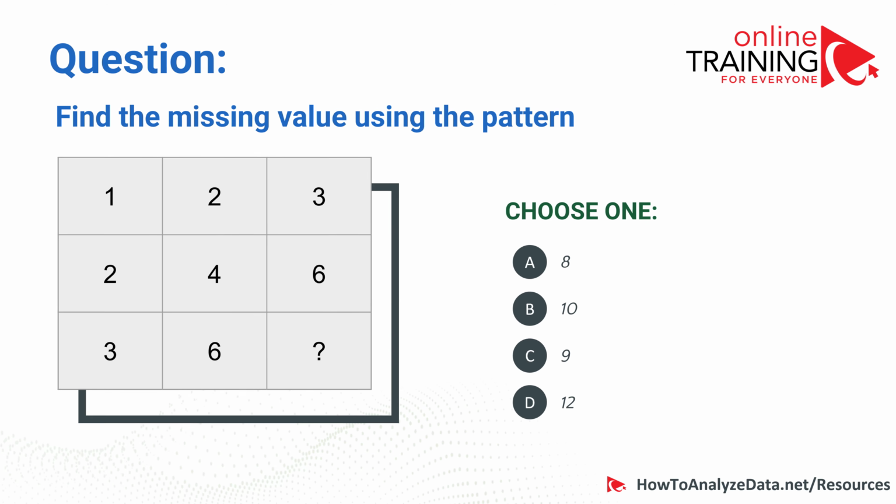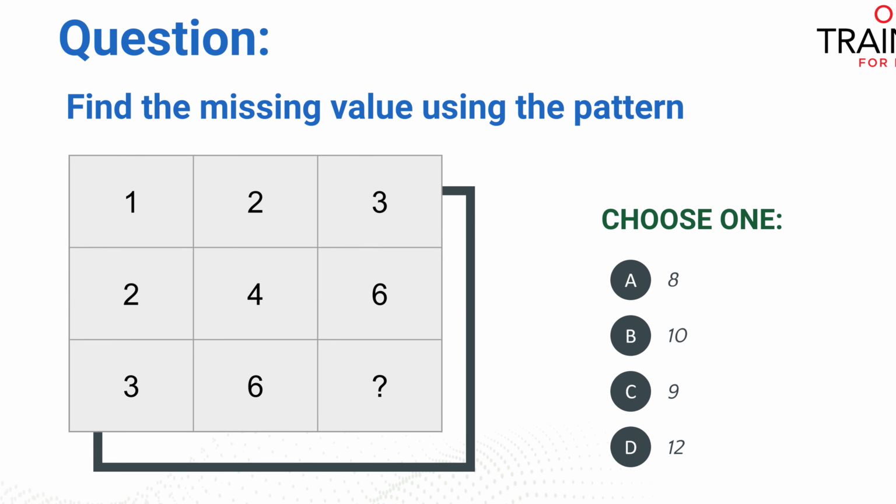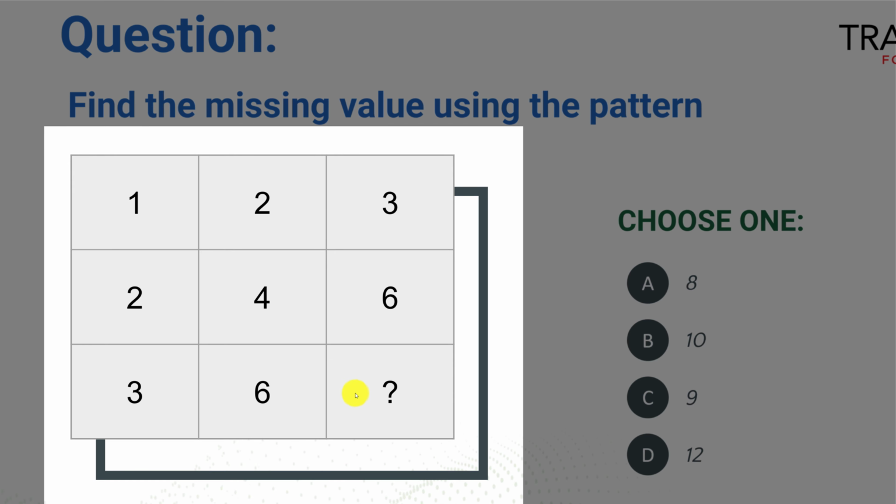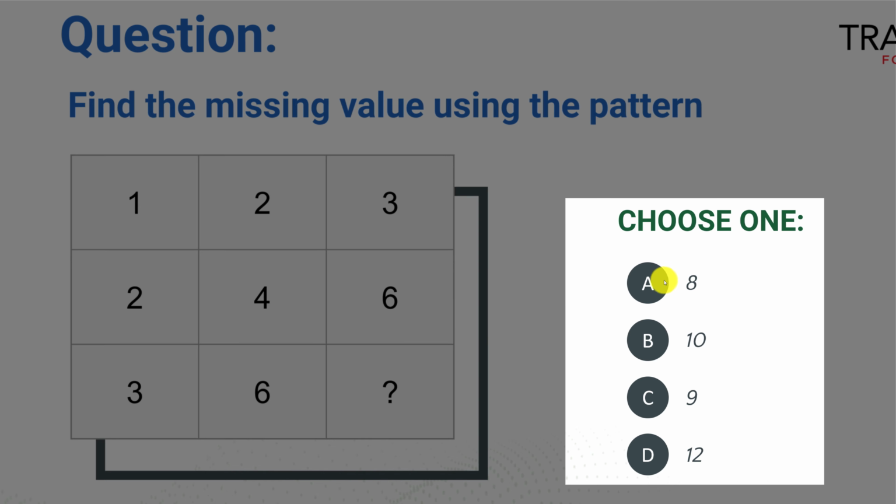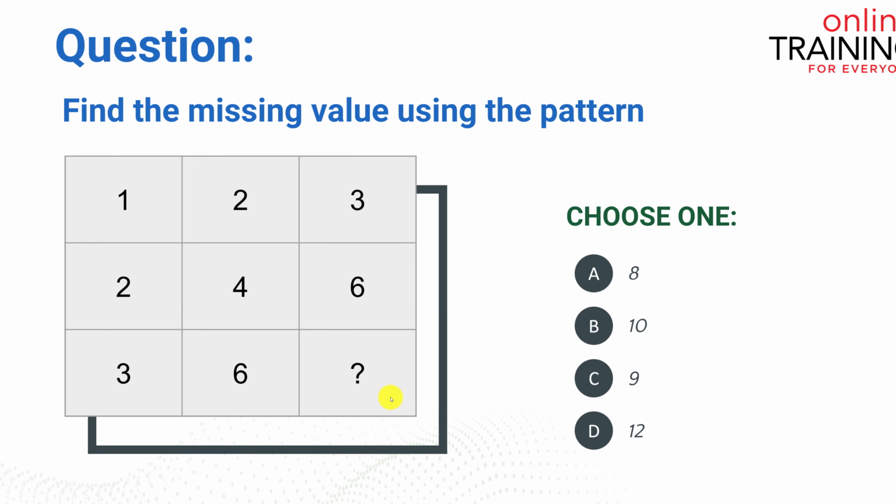Now let's look at the question. Find the missing value using the pattern. You see the 3x3 box, and one of the values in this box is missing. So what is the pattern? And there are 4 choices. We have A, B, C, and D, right? And obviously you would have to find the pattern and calculate the value. So what do you guys think is the right answer here?